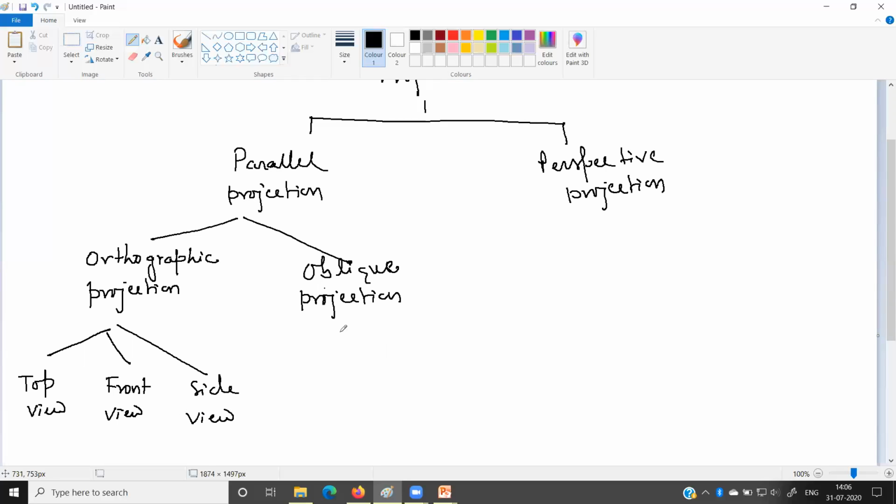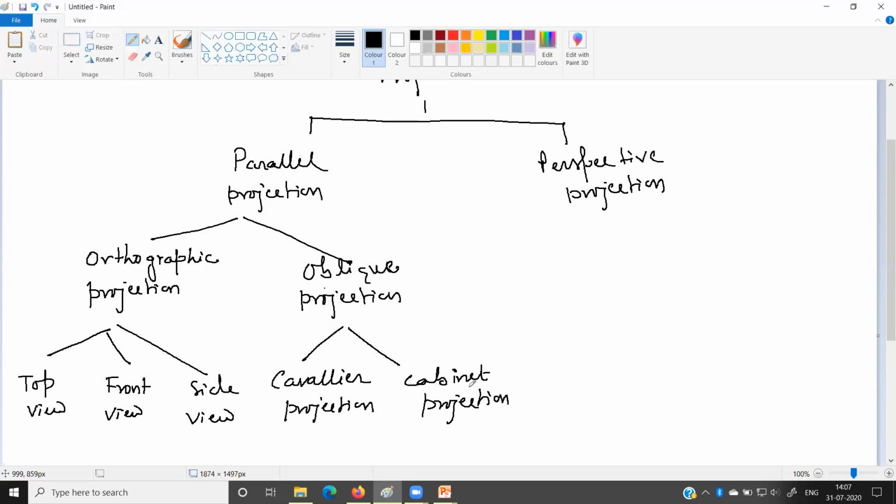And oblique projections are basically of two types, which is called the Cavalier projection and the second one is called the cabinet projection, right? So I will discuss each of them.